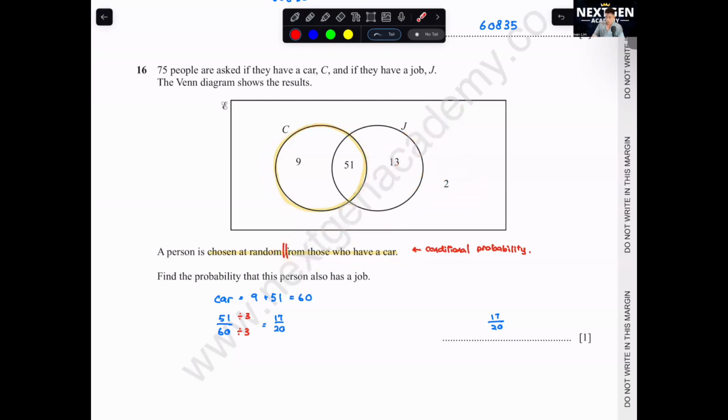But if they stop the sentence at, a person is chosen at random, find the probability that this person has a job, then you need to take the whole thing here. Understand? So this is called conditional probability. That's why you all have to read all these little sentences, how they structure the question. Later you'll see one of the exercise sheets I'll be giving you all, and we'll be going through it. You'll come across the questions here, then you can see what the difference is.